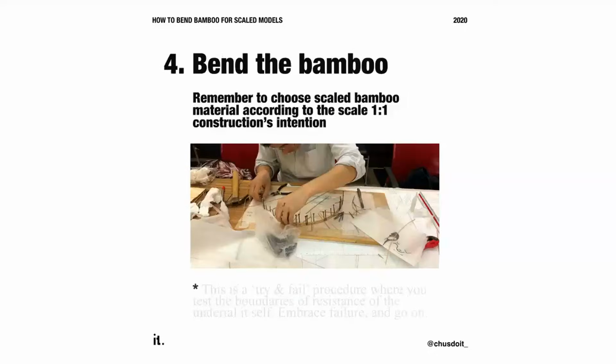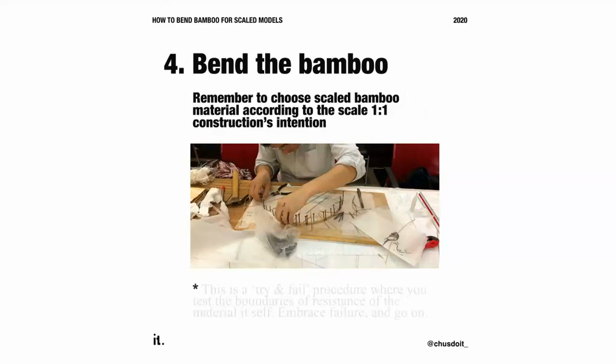Step 4. Bend the bamboo. This is a trial and failure procedure where you test the strength limits of the material. Accept failure and move on. Remember to choose scaled bamboo material according to the actual scale intent.